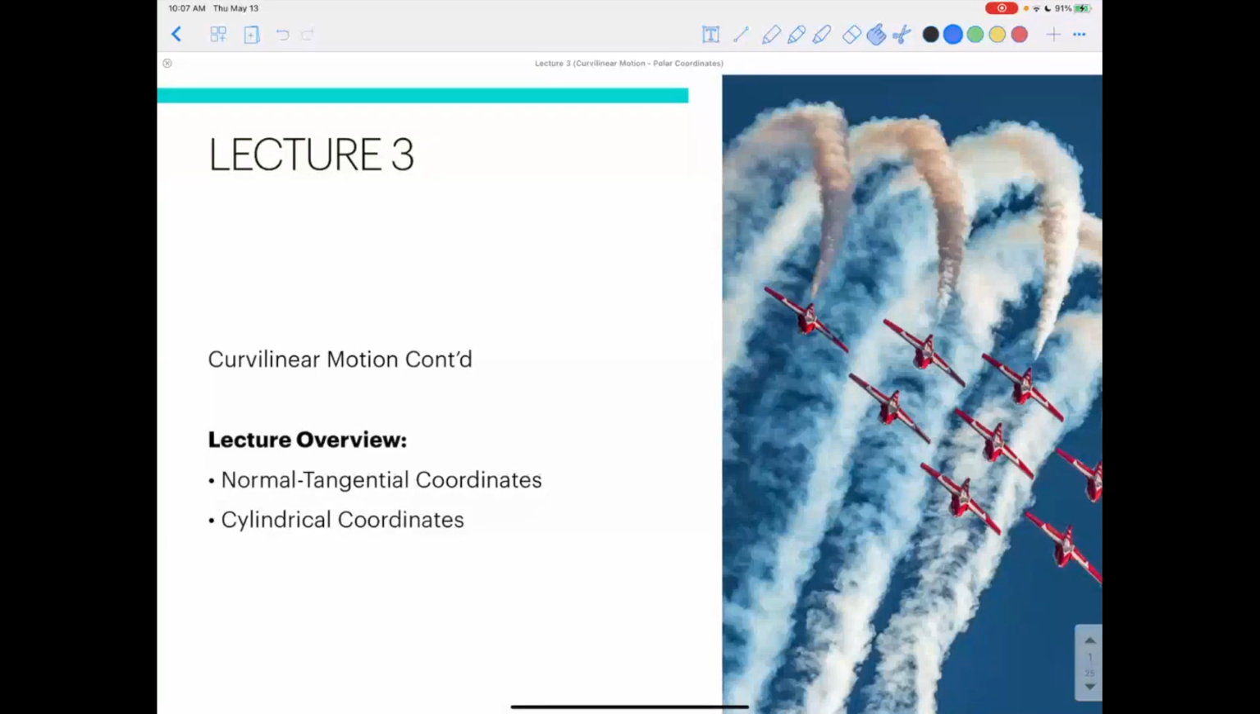So today we're going to look at two other coordinate systems. First is normal and tangential coordinates, and then next is cylindrical coordinates.